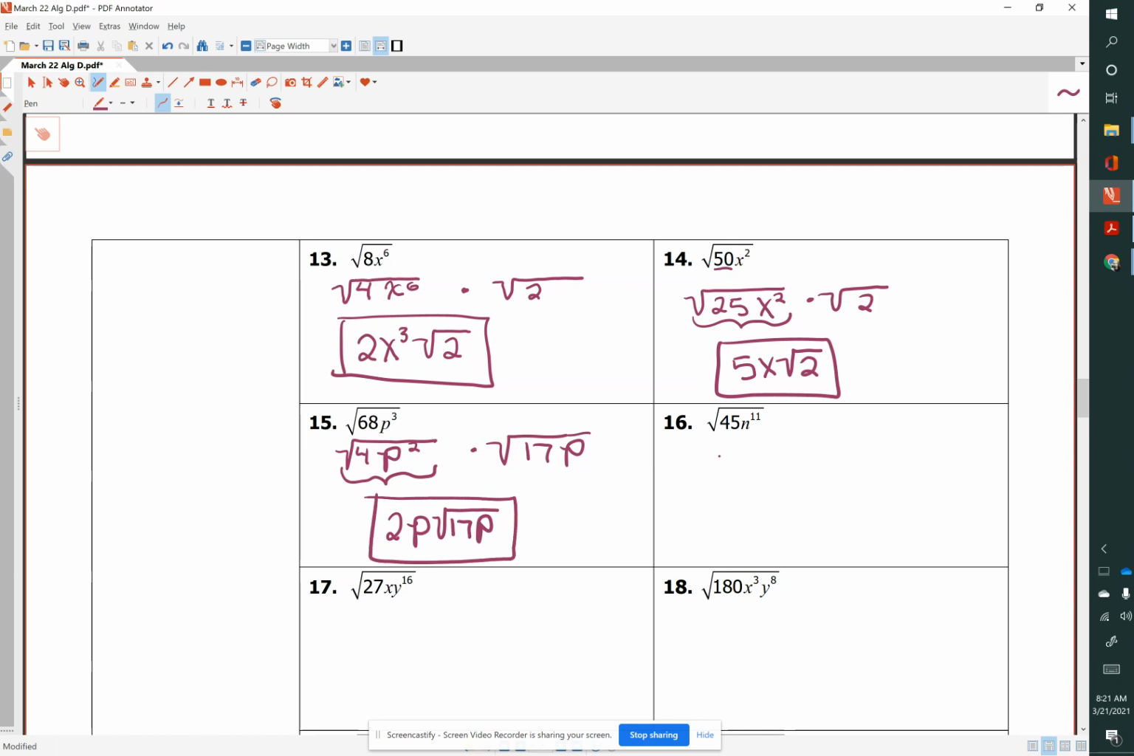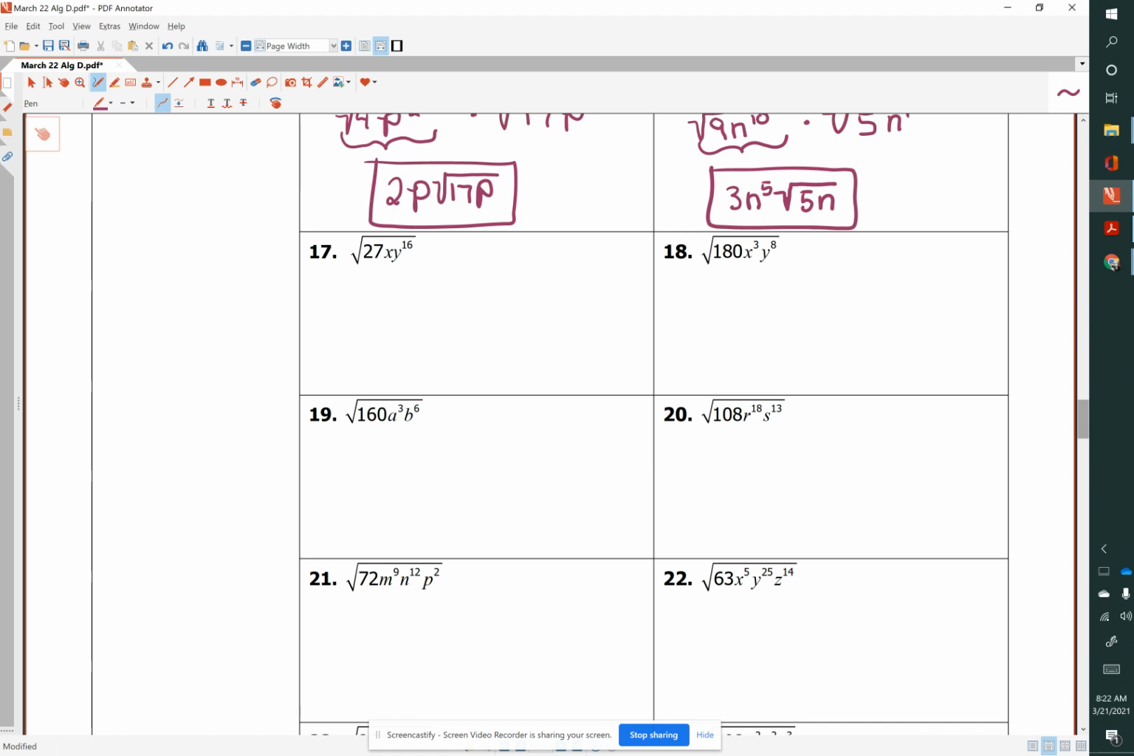Number 16, 45 can be thought of as 9 times 5 because 9 is a perfect square. So then we have n, 11 minus 1 is 10. That gives an n over here. So when we evaluate the perfect square side, we have 3n, 10 divided by 2 is 5 times the square root of 5n. So I hope you're trying a few and then just coming back and checking. Get really strong at these, not too hard.